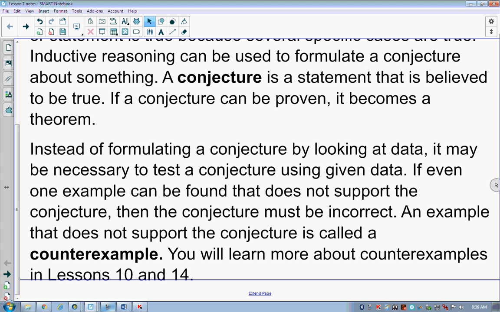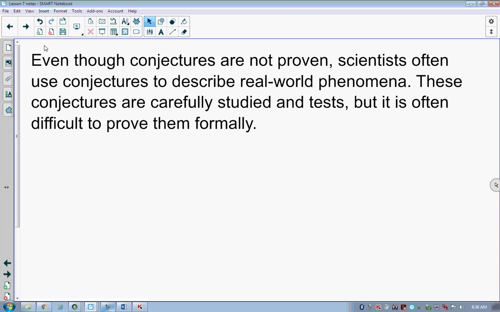Okay. So you learn more about counterexamples in lessons 10 and 14, which is where we get into some of that information. Okay? This is our last slide here before we actually try to answer some questions, get you out of here. So even though conjectures are not proven, scientists often use conjectures to describe real-world phenomena. These conjectures are carefully studied and tested, but often difficult to prove formally, beyond a shadow of a doubt.